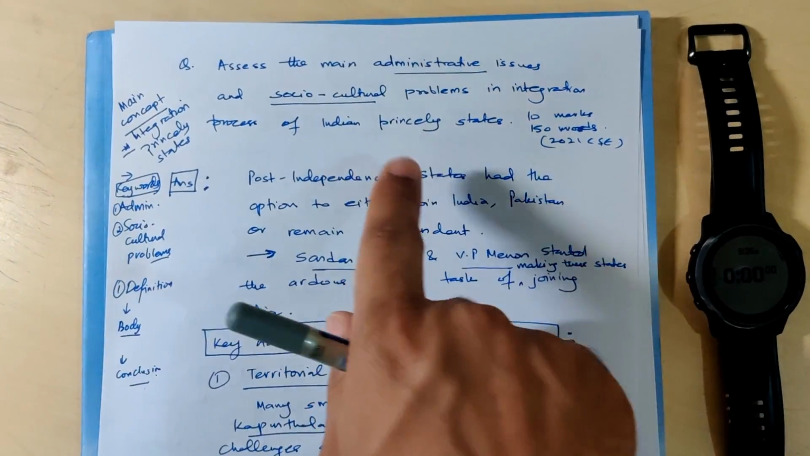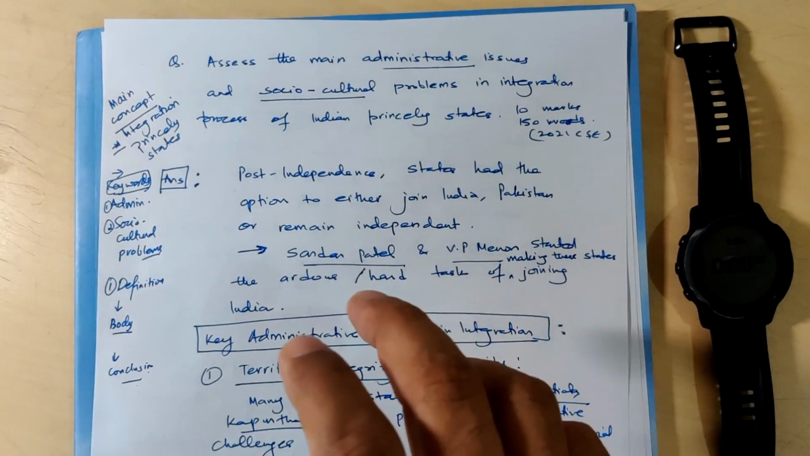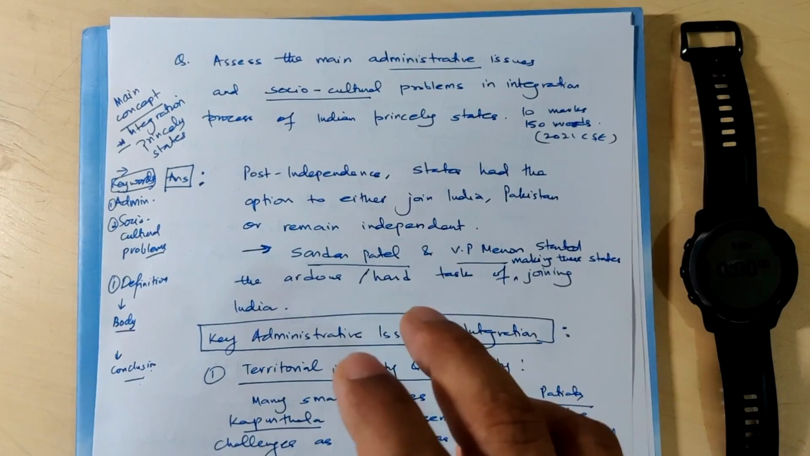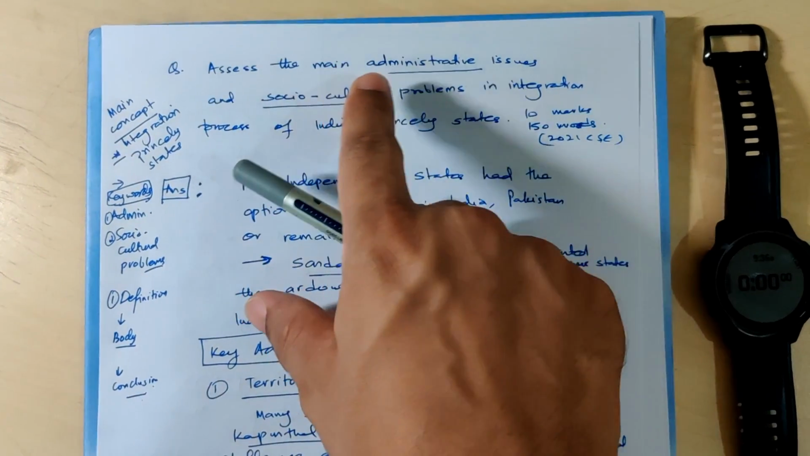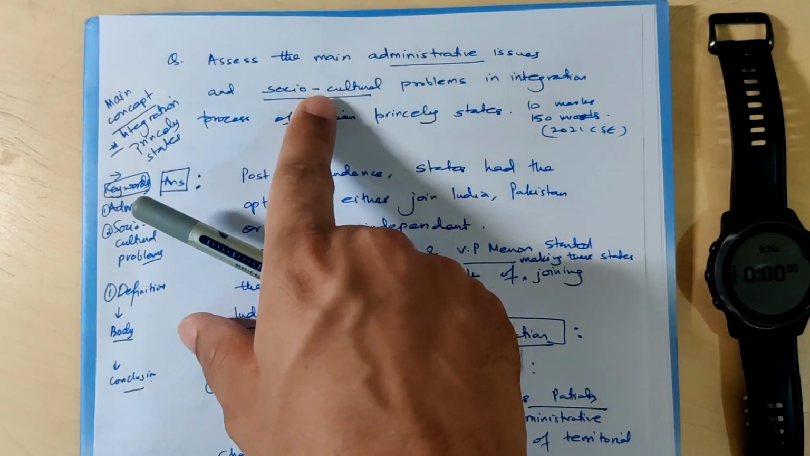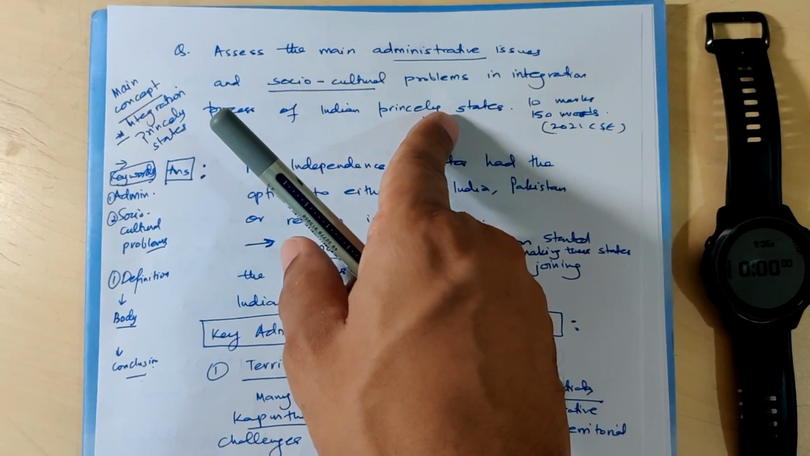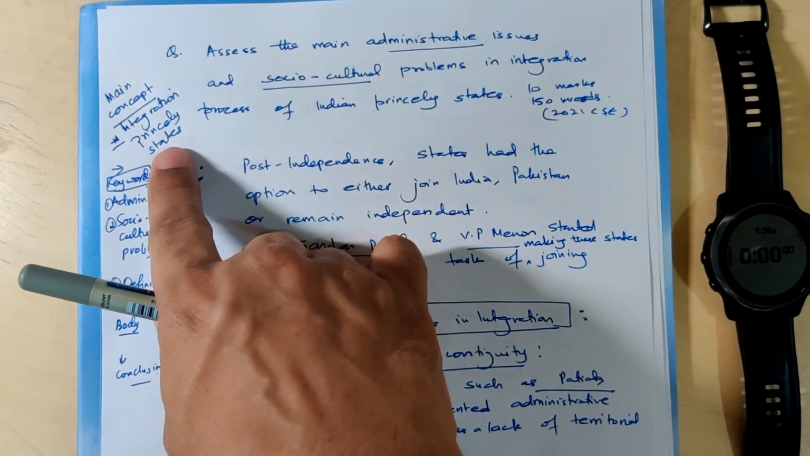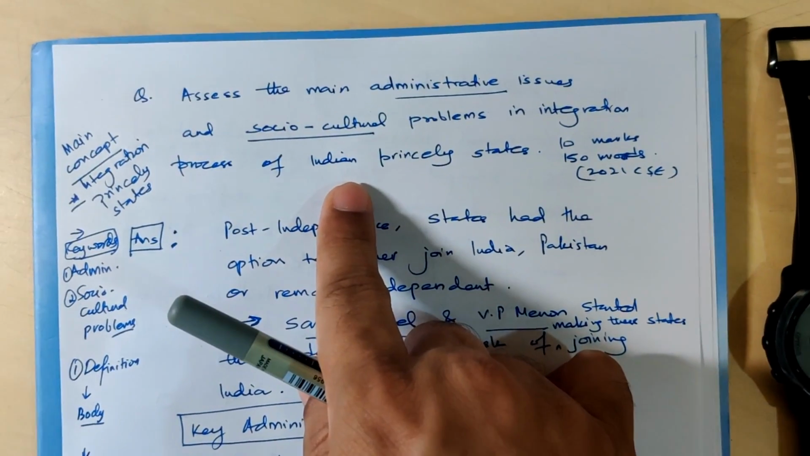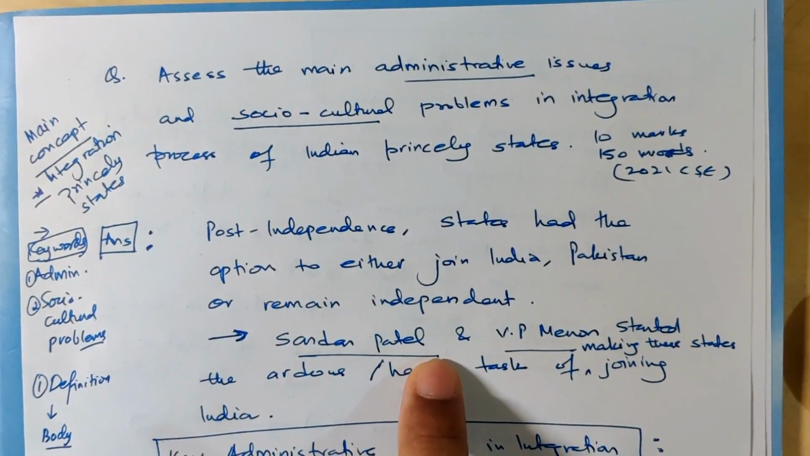And remember that we are going to divide this question into various different parts, and that's how we will tackle it in order to answer it really well. Alright, so the question is: assess the main administrative issues and socio-cultural problems in the integration process of the Indian princely states. Basically, the question has the main concept of integration of princely states into India after independence. That is the main question that has been asked by UPSC.